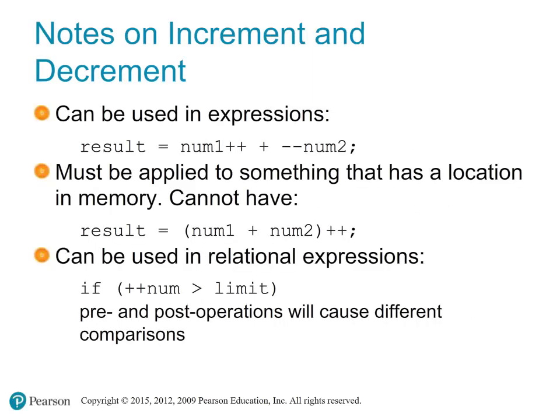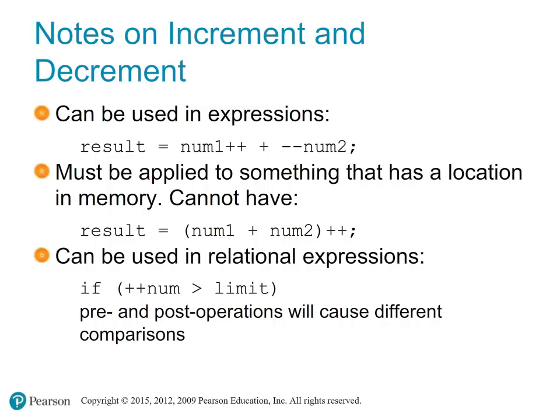The ++ and -- operators can be used in various types of expressions, including arithmetic and relational expressions. For example, result = num1++ + --num2. So num1 has a ++, so it is incremented after its value is used. And num2 is decremented before its value is used. The sum is then stored in result.